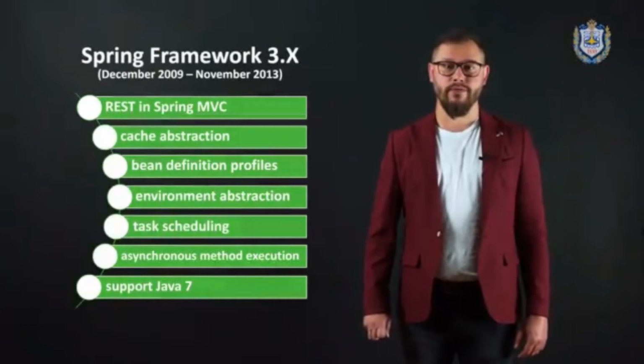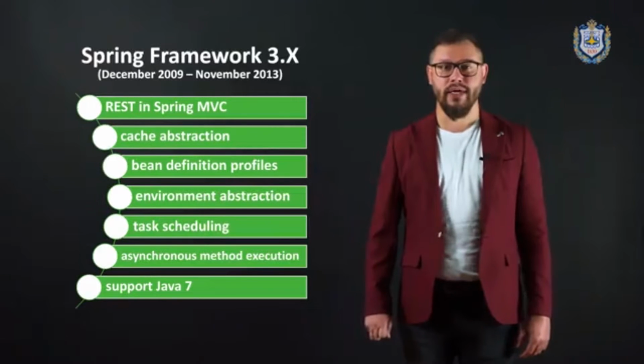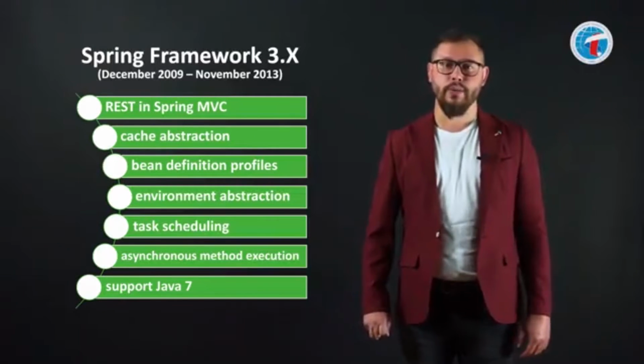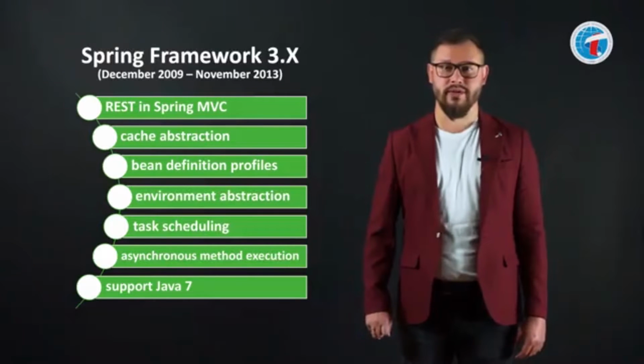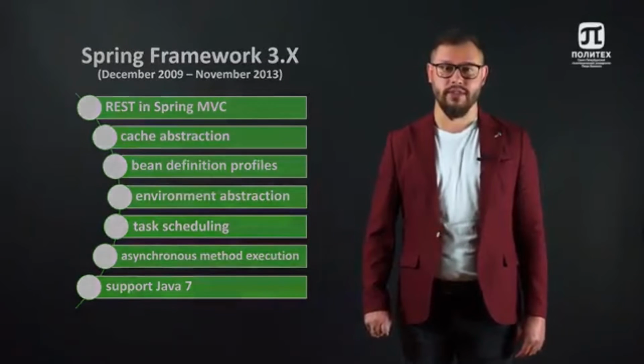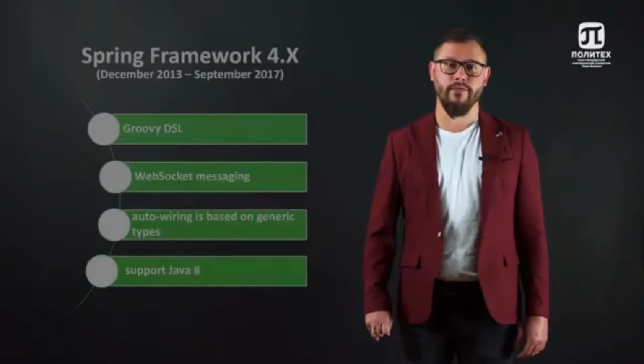Spring Framework 3. This version was released in December 2009. This provides you with the following features: supports REST in Spring MVC, task scheduling and asynchronous method execution with annotation support, cache abstraction, bean definition files, environment abstraction. Supports Java 7 features. Spring Framework 4.